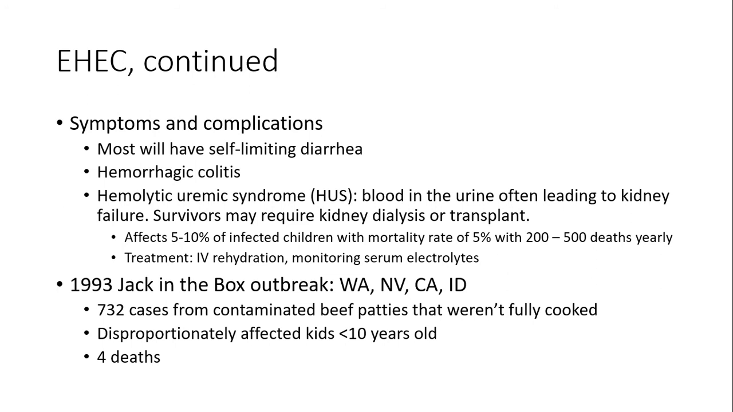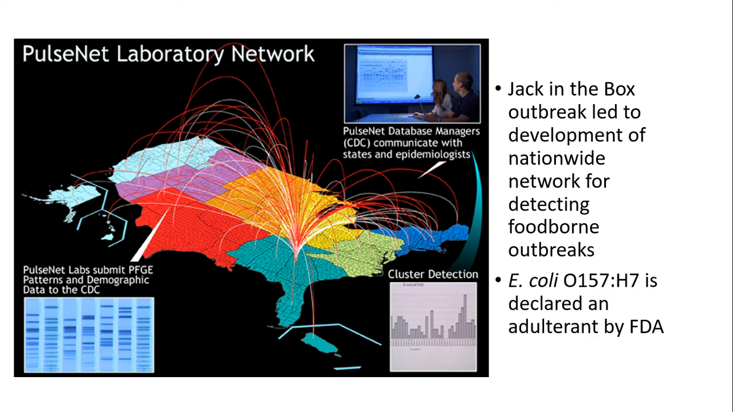This illness disproportionately affected kids under the age of 10, resulting in 4 deaths. All were in children. And so this led to a major come to Jesus moment by our government to be like, we had 732 cases and we didn't even know what was going on until it was too late for a lot of people. And so now we've set up this thing called PulseNet.